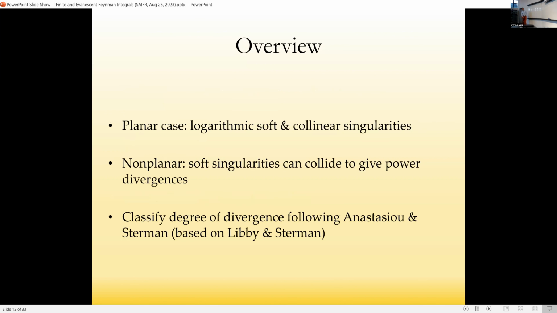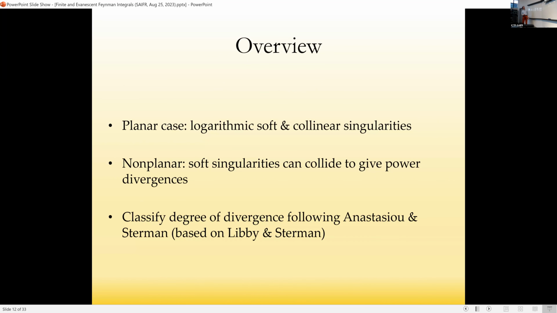So in the planar case, which is mostly what I'm going to focus on, as I said, what comes out of this procedure are a set of potential logarithmic and collinear singularities. And then what we need to do is examine each of these singular surfaces one by one and look at the scaling of the integrand around that to understand whether something is actually divergent or convergent.